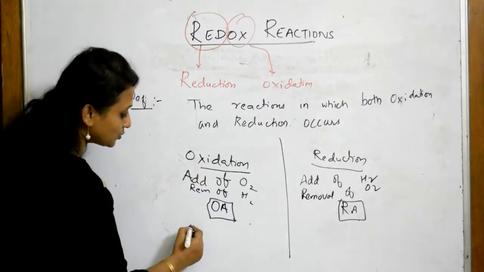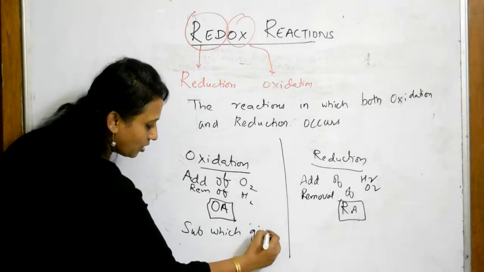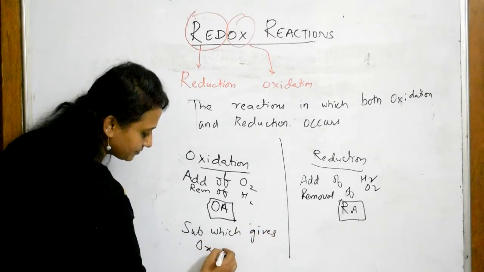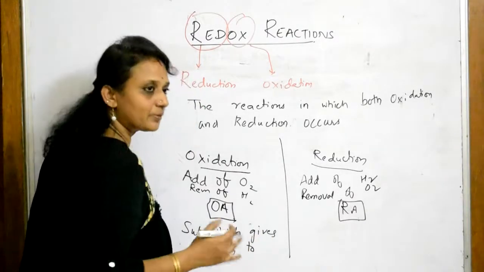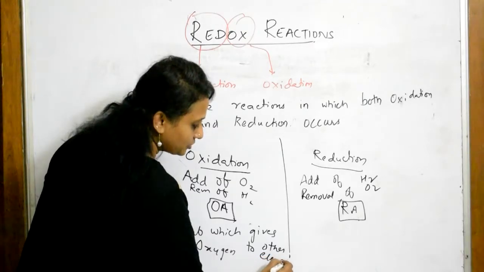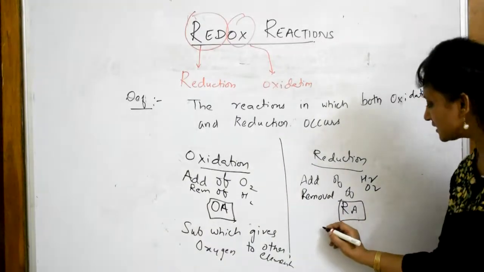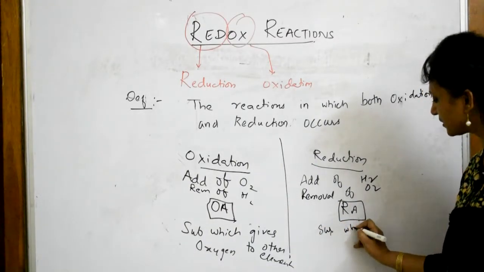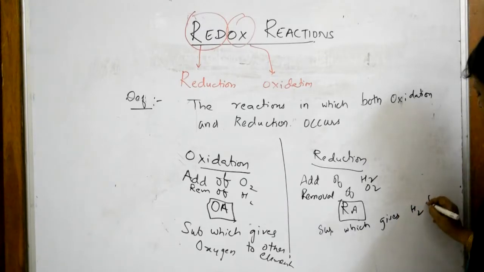The substance which gives oxygen to the other, or provides oxygen to another element, is an oxidizing agent. In this way, the substance which gives hydrogen to another element is called a reducing agent.